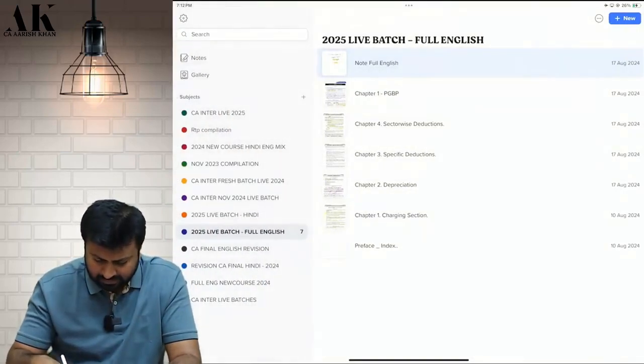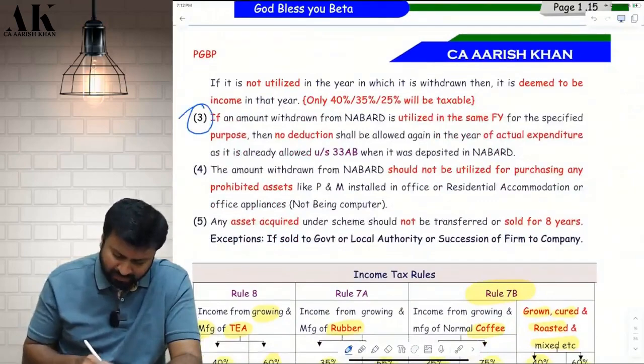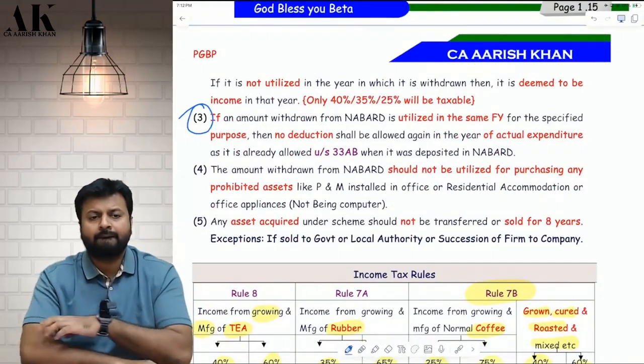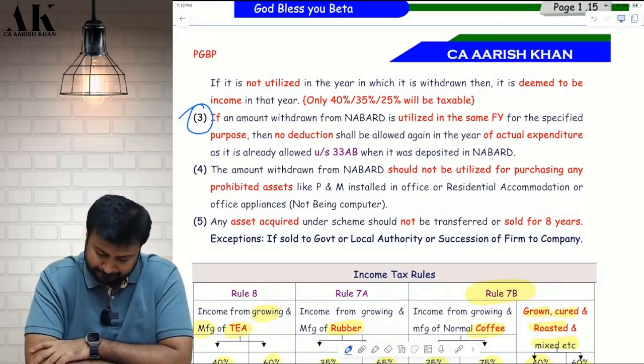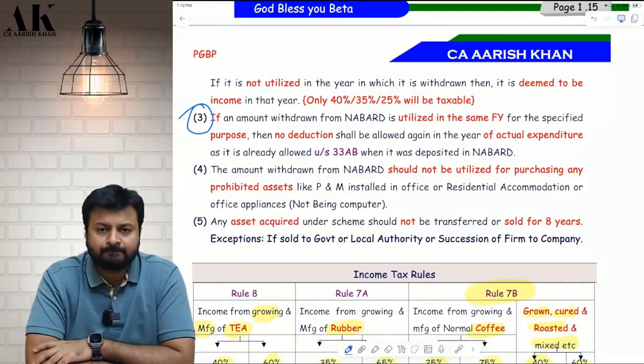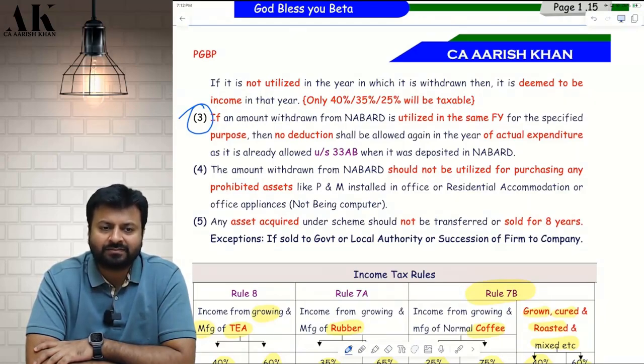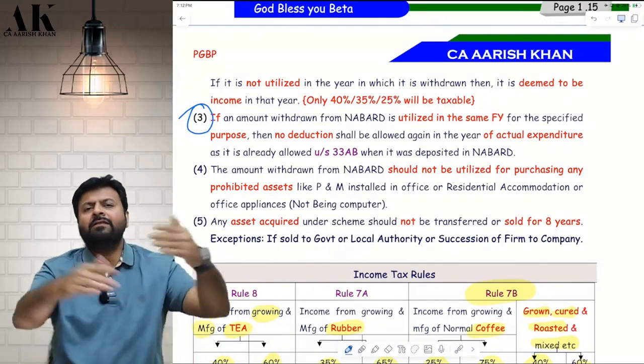So this is what the next point is all about. Point number 3. Read. Amount withdrawn from NABARD is utilized in the subsequent financial year for the specified purpose, then no deduction shall be allowed again in the year of actual expenditure as it is already allowed under section 33AB when it was deposited in NABARD. Are you clear, all of you? Tell me fast. Yes? Very simple. Learn logically, it's simple.